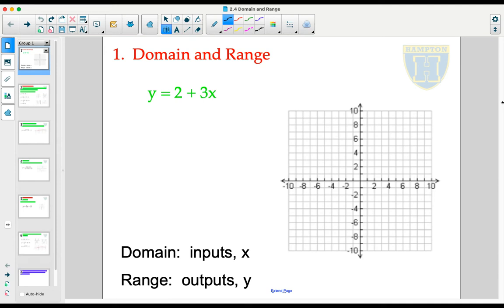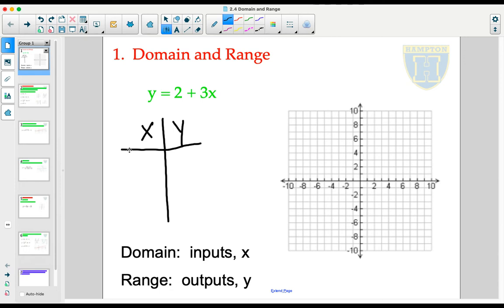Determining the domain and range of a graph requires that we be thoughtful about the allowed inputs and outputs of a particular equation. Here we have a really simple example, y equals 2 plus 3x. You probably know from your previous experiences in math classes that if we were to graph this, it would take the shape of a line. This is what we call a linear function. But that's not the first thing you learned about this particular equation.